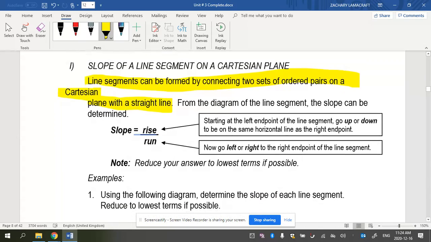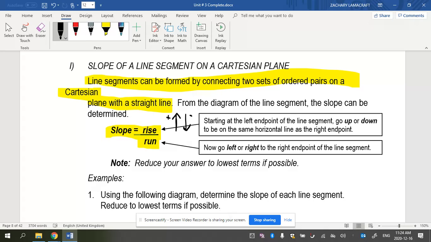So this is your definition or equation of slope, and that just means your rise over your run, okay? So your rise is going up or down. So if it goes up, it's positive. If it goes down, it's negative, okay?